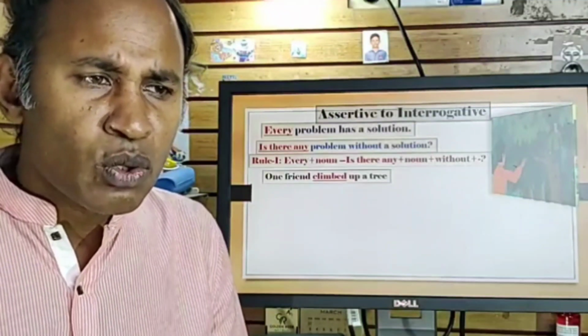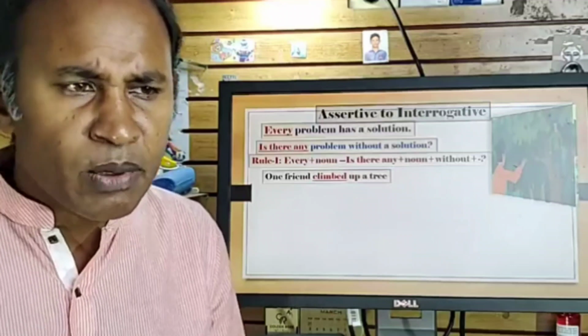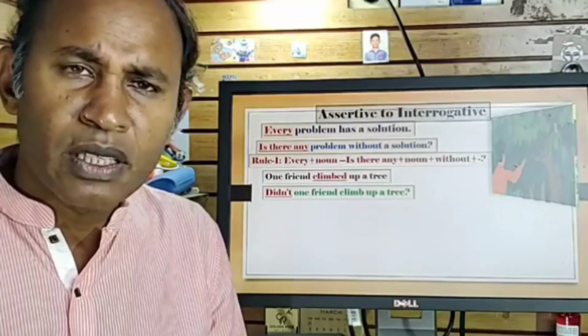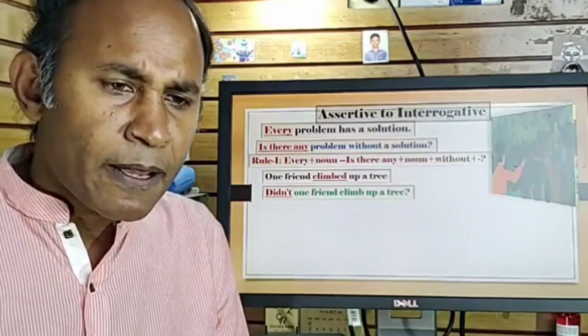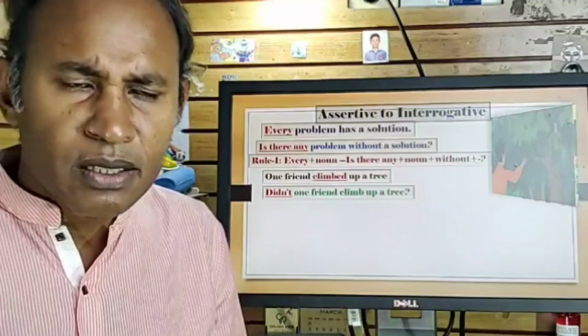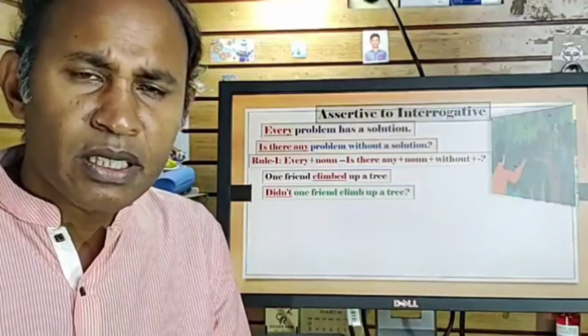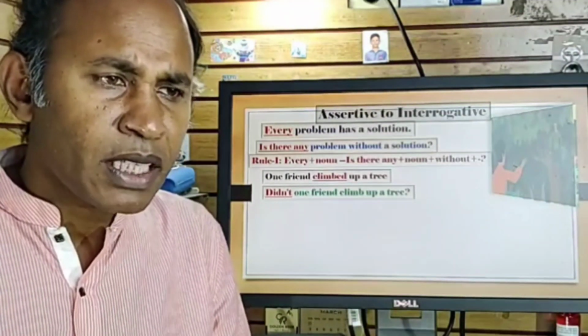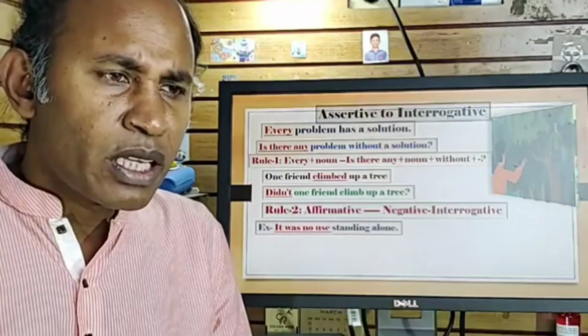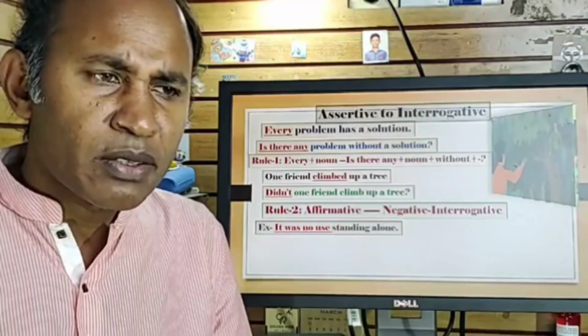So in this case we simply have to make it negative interrogative, that means we get the answer: didn't one friend climb up a tree. So this is the correct answer. Right, so simply just to make it a negative interrogative, and that's the correct answer. Okay, didn't one friend climb up a tree, and it's the correct answer.